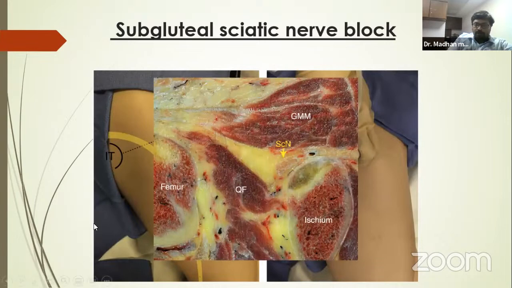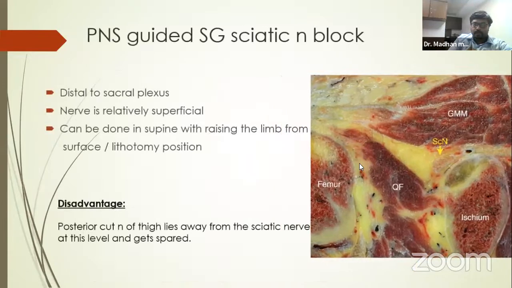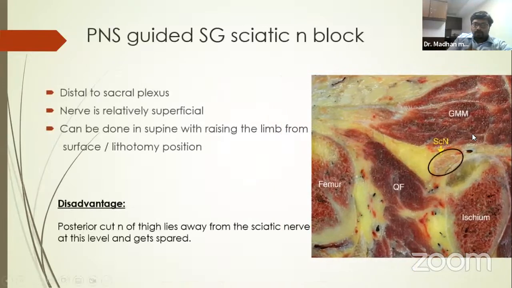Where we are going to block, the nerve lies between the gluteus maximus muscle and the quadratus femoris muscle, and we have two bony landmarks to help us identify the structure. One is the ischium lying on the medial side, and the greater trochanter lying on the lateral side. So this is the sciatic nerve. So this is where we are going to block.